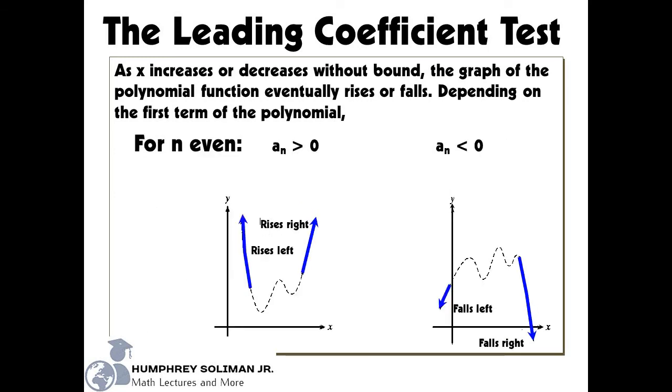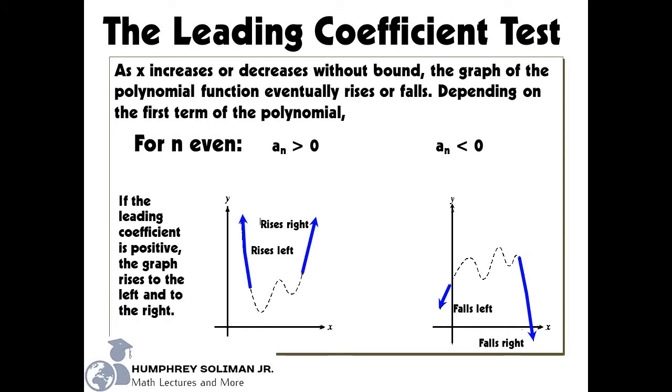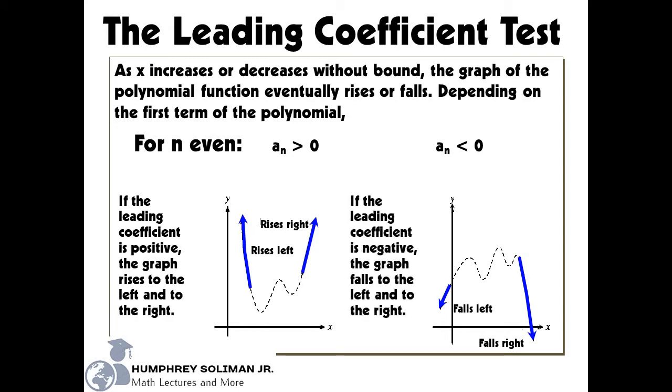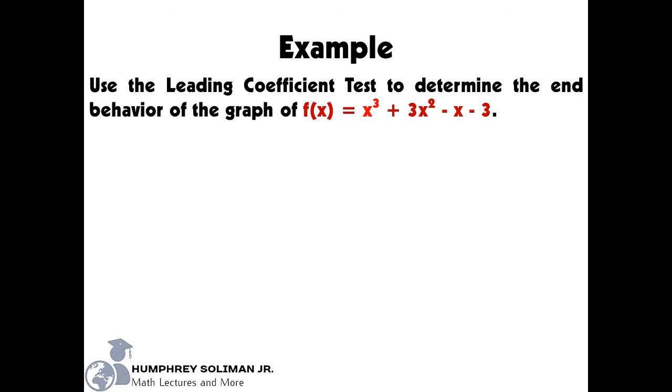For an even degree polynomial, if the leading coefficient is positive, the graph rises to the left and to the right. If the leading coefficient is negative, the graph falls to the left and to the right. Let's have an example. We will use the leading coefficient test to determine the end behavior of the graph of f(x) = x³ + 3x² - x - 3.